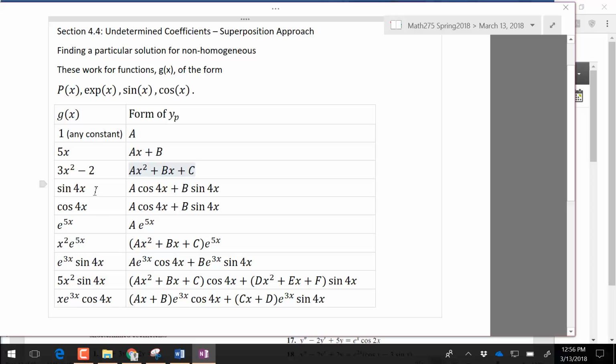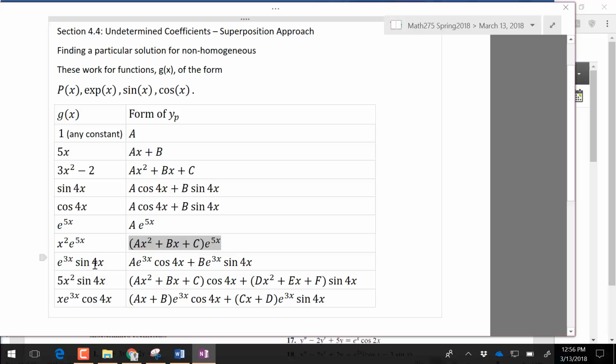Okay. Now we've seen already that sine and cosine come in pairs, and it's dependent on having complex roots. And so if you have a sine or a cosine on the right-hand side, your guess will involve the pair of them, the sine and cosine, with the same angle. If you have an exponential, then it's just an exponential. If you have an exponential combined with a linear or a quadratic or any polynomial, then you have the most general polynomial times that exponential function.